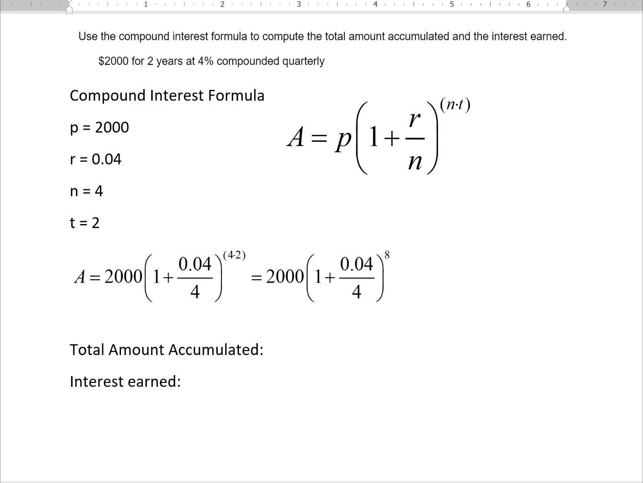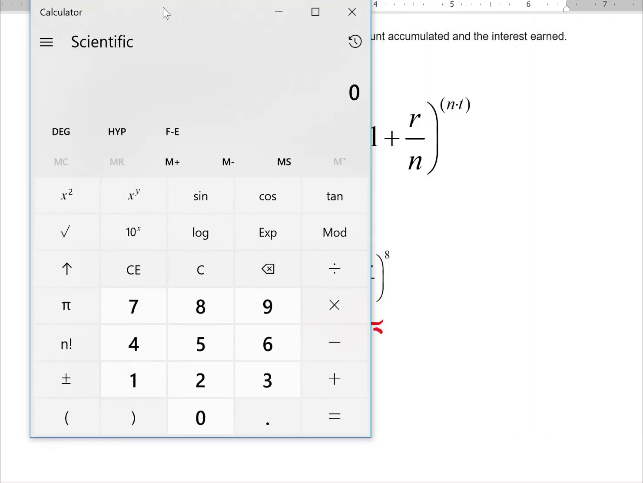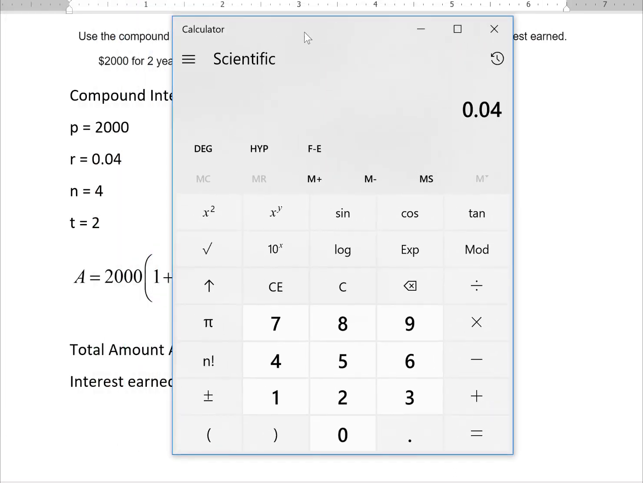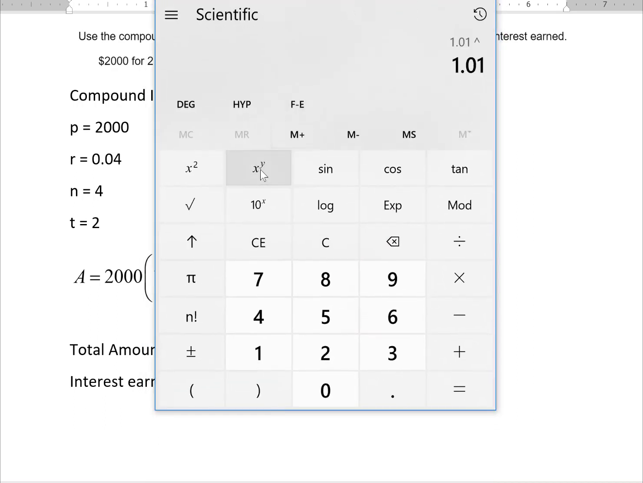The first thing you want to do in the calculator is to work on this portion inside the parentheses. Remember, order of operations, we always go in the parentheses first, and we're also going to do the division first. So if I pull up my calculator, the first thing I'm going to do is 0.04 divided by 4, and then I'm going to add 1, and then I'm going to raise to the exponent, and remember the exponent here was an 8, and here's my exponent key on my calculator.